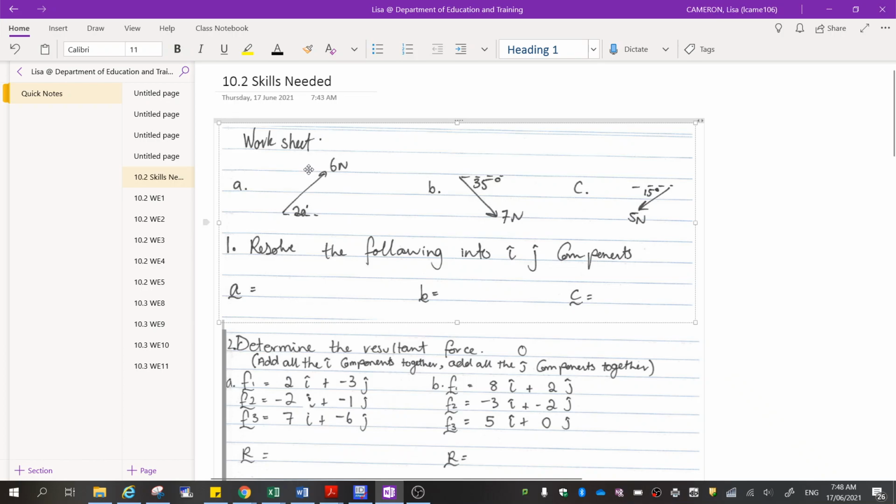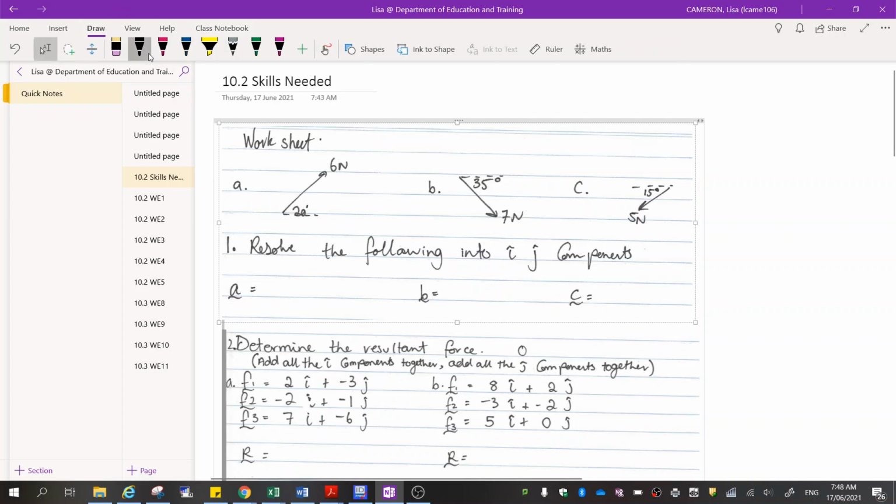in this first question here, you're asked to resolve the following into i and j components. So for A, I'm going to do it now, but you should have a go at doing it yourself as well. If you know how to do it already, pause the video and have a go. Okay, so first thing that we have to do is I'm going to draw on this little diagram. So here I've got an angle of 20 degrees and this is a 6 Newton force.